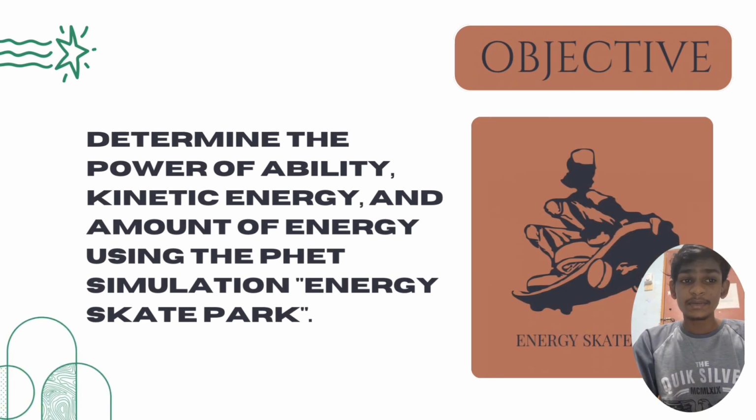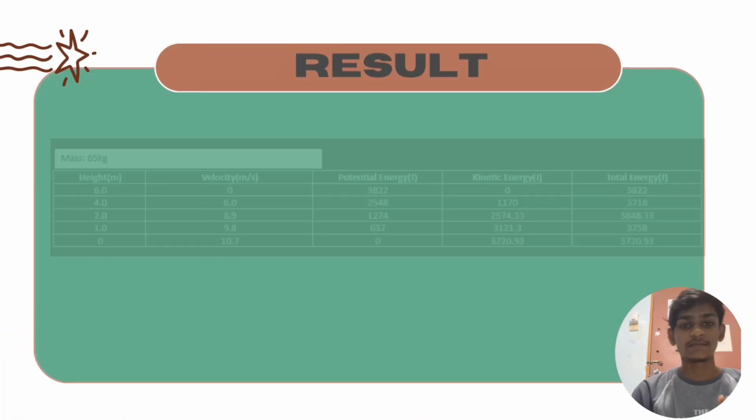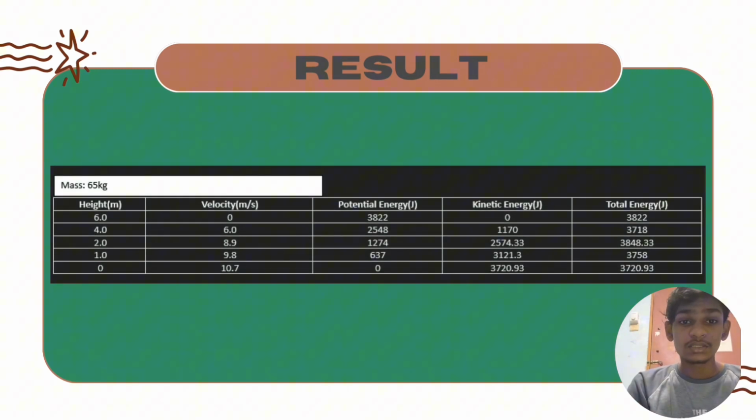Next, we determine the potential energy, kinetic energy, and total energy using the simulation, Energy Skate Park. Okay guys, we have a result with mass 65 kg, and columns for height in meters, velocity, potential, kinetic, and total energy. At height 6.0 m, velocity is 0, potential 3822, kinetic 0, and total energy 3822. At height 4.0 m, velocity is 6.0, potential energy 2548, kinetic 1170, and total energy 3718.